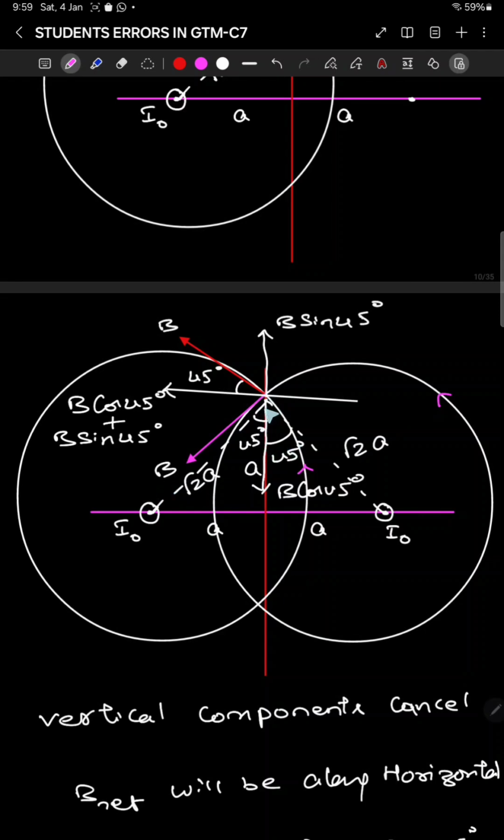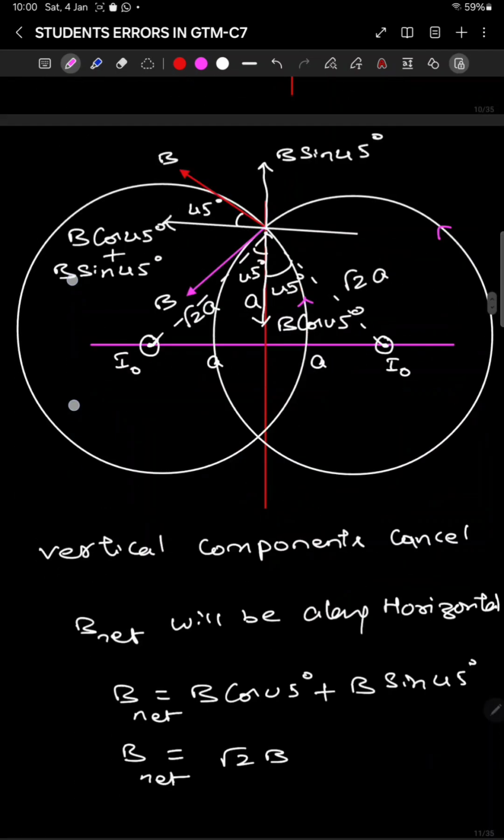Same situation here also, A, it is also A. This will be 45. Radius, tangent perpendicular, this also will be 45. This is B, this will be B cos 45 and this will be B sin 45. This B sin 45 and this B cos 45 get cancelled. So along the x-axis, you will be having B cos 45 plus B sin 45. That is the net magnetic field. It will be along the x-axis.